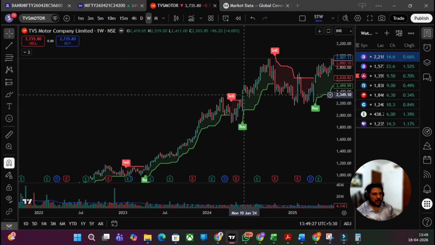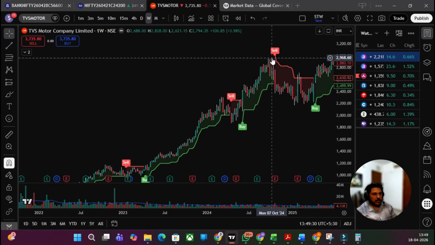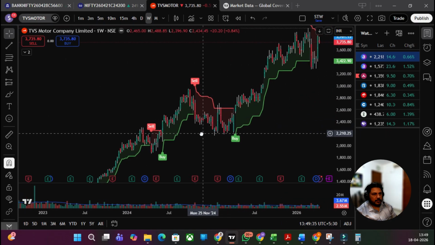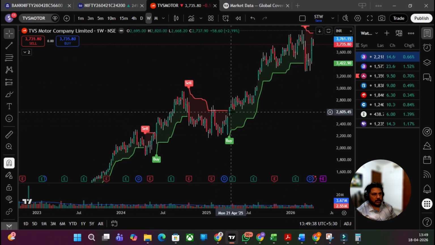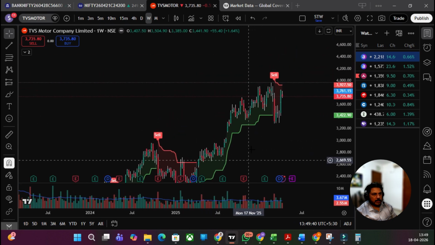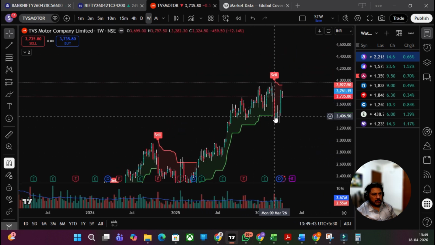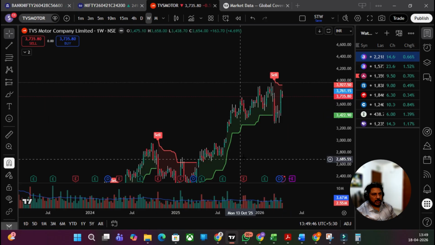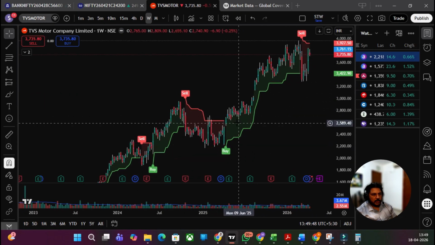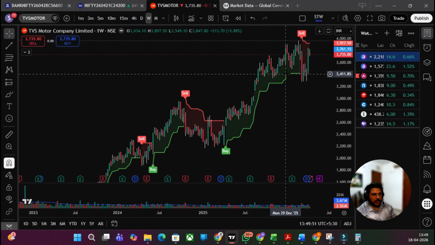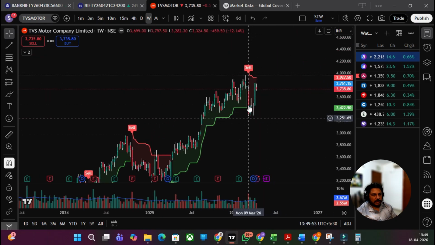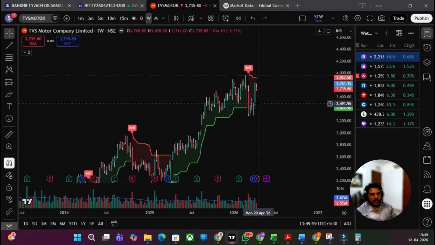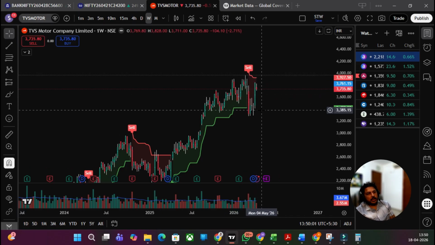Later again it gave an entry here at 2334. It went up to 2900. Then you booked your profit, exited at 2525. And then again you got an entry at 2600. And then you exited around 3400. So every time your stop loss is small, you're trailing the stop loss, you're only exiting after this weekly candle closure and gives you a sell entry. Rule based system, completely rule based system, and you are following week in, week out.